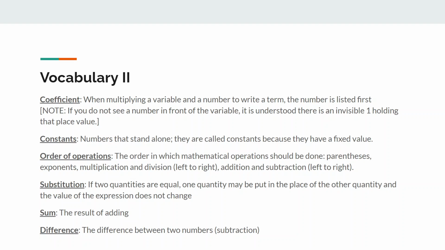The second is with constants. Constants are numbers that do not have variables. So they are by themselves without a variable, and they're called constants because their value is fixed. Like a 6 is a 6, a 4 is a 4. There's nothing you can do to it. It has no variable, so it's not going to change its value.